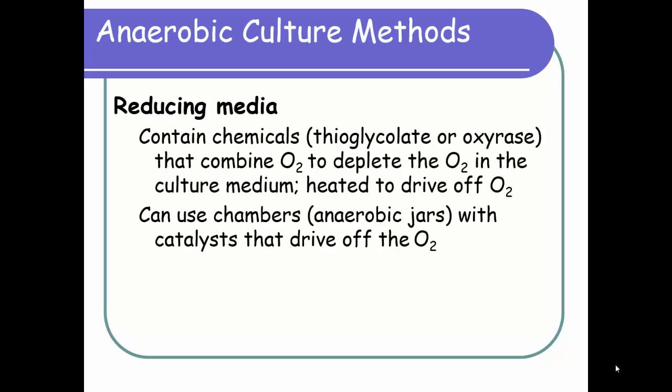Anaerobic culture methods are used to grow anaerobic bacteria. There are a number of reducing medias that contain chemicals such as thioglycolate or oxyrase that combine with any oxygen in the media to deplete the oxygen in the culture media. Typically, when these are heated, it drives the oxygen off. We use thioglycolate to grow the Clostridium bacteria that are anaerobic bacteria. Oxyrase, I love the name, literally is an enzyme that erases oxygen. We can also use chambers that are anaerobic with catalysts that will drive off the oxygen.